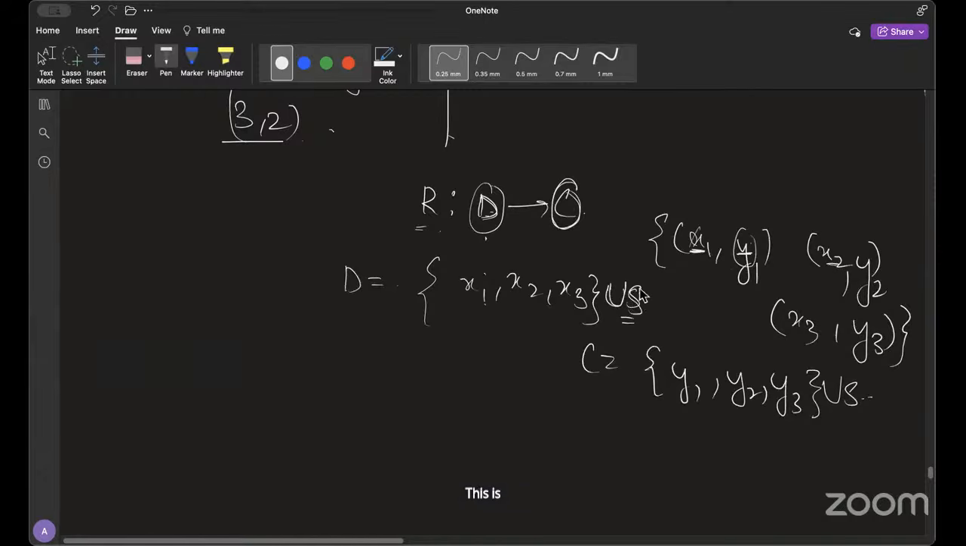You can take a union with some other set. This set could be anything, because we don't have a condition that every element in the domain should have an image. That's not a condition on relations. That's why it's possible to take a union with S here, some other set, where S could be any set.